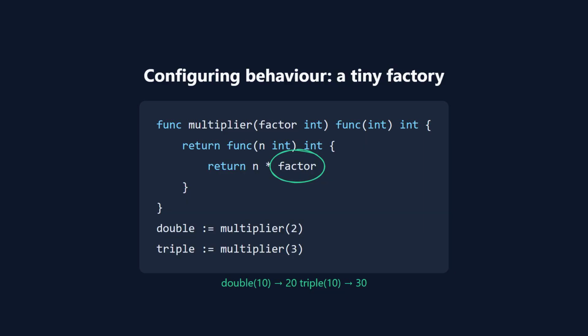This same shape is how middleware, retry wrappers, and rate limiters are written in Go. Each one is a function that wraps another function and returns the wrapper.